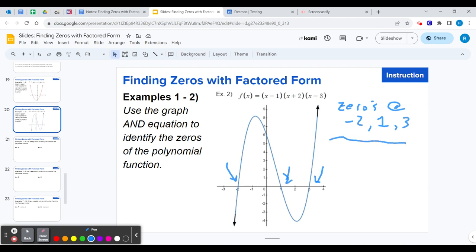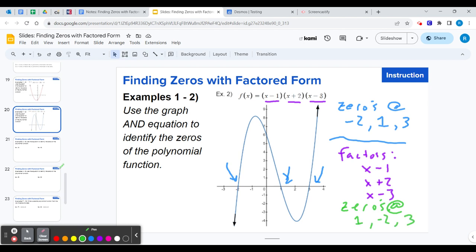And then if we want to just use the equation to solve it, we have factors at x minus 1, x plus 2, and x minus 3. So I'm just going to list out our factors here. Factors: x minus 1, x plus 2, x minus 3, and that gives us zeros at +1, -2, and +3.